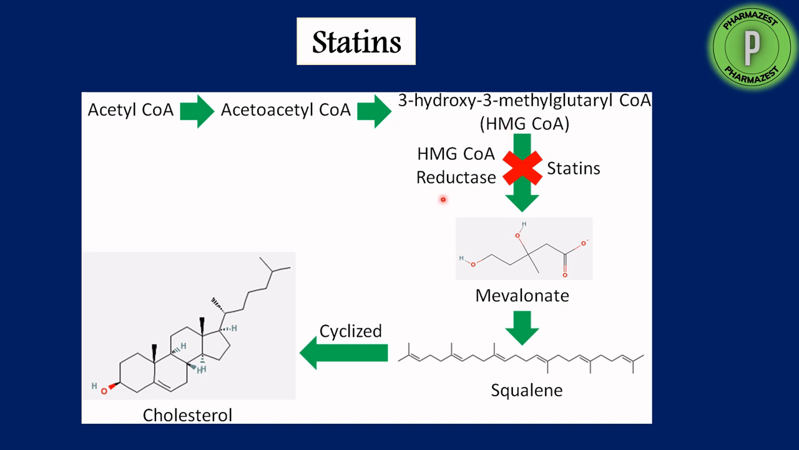This step is brought about by the enzyme known as HMG-CoA reductase. If this enzyme is present, then only HMG-CoA can be converted into mevalonate. So it is the rate limiting step in the synthesis of cholesterol. The statin class of drugs inhibit this HMG-CoA reductase enzyme. So when they are inhibiting this enzyme, what happens? HMG-CoA cannot be converted into mevalonate, and then the cholesterol cannot be synthesized. In this way, all the statins act.